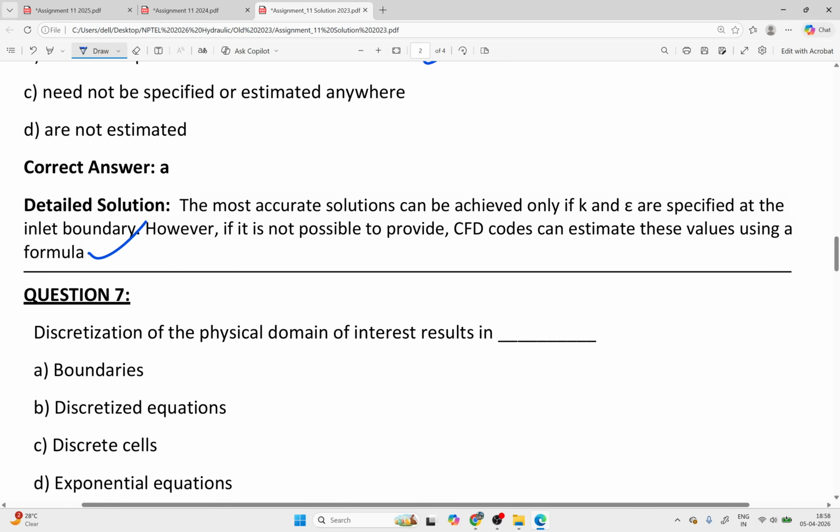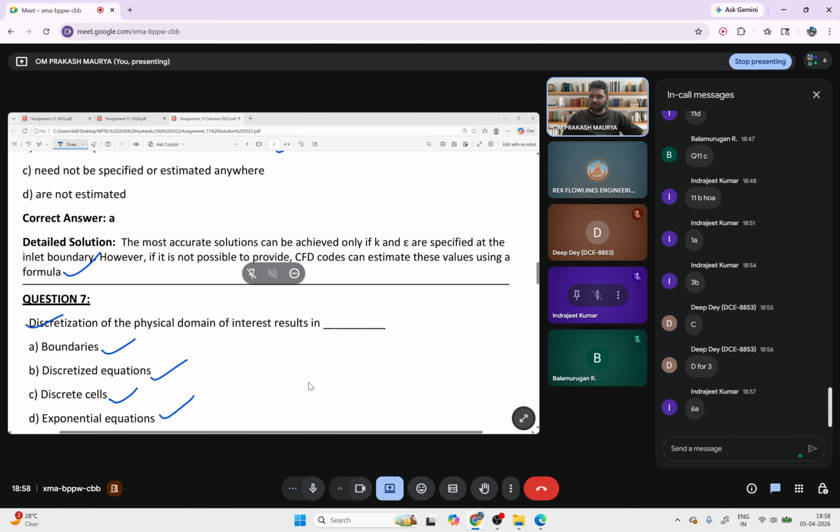Next is discretization of the physical domain of interest results in: boundaries, discretized equation, discrete cell, or exponential equation. So this is a basic, memory-based question. Discretization of the physical domain of interest results in... You are telling the boundaries option A, and the discretized equation, discrete cell, or exponential equation.